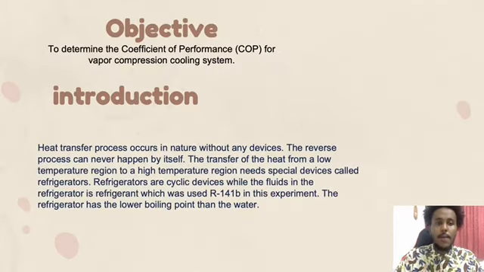So let's start. First objective: to determine the coefficient of performance (COP) for a vapor compression cooling system. Introduction: heat transfer processes occur in nature without any device. The reverse process can never happen by itself. The transfer of heat from a low temperature region to a high temperature region needs a special device called a refrigerator. Refrigerators are cyclic devices, and the fluid in the refrigerator is a refrigerant. The refrigerant used in this experiment is 141b. The refrigerant has a lower boiling point than water.